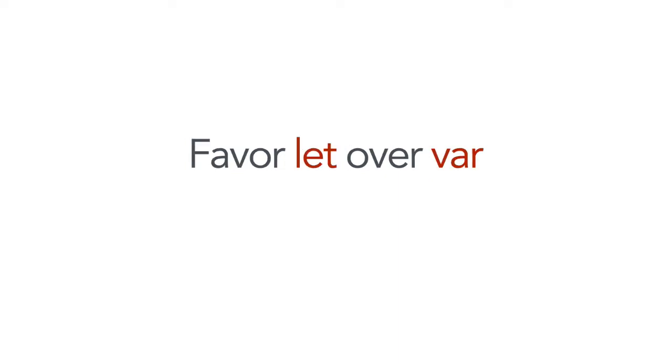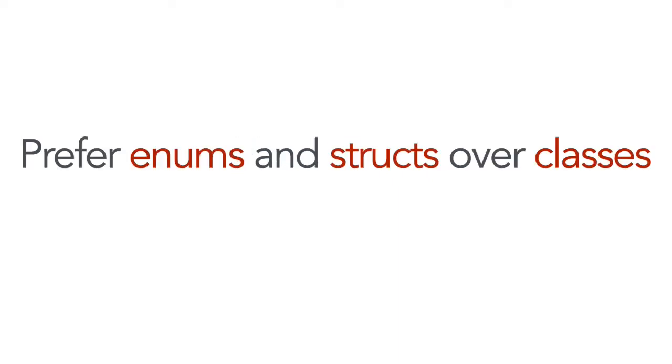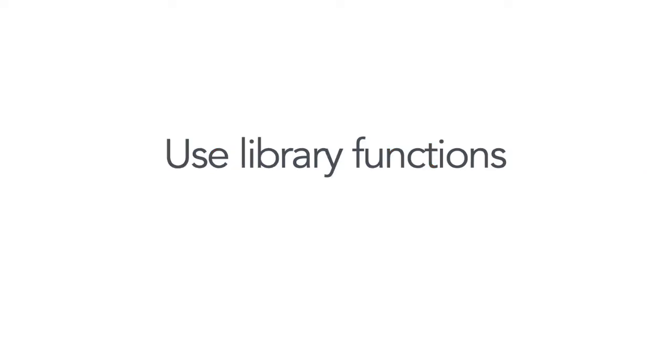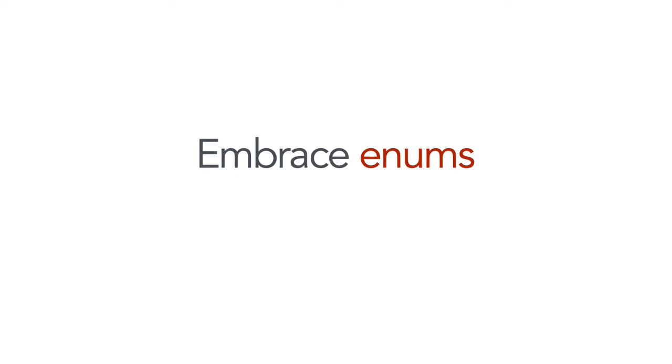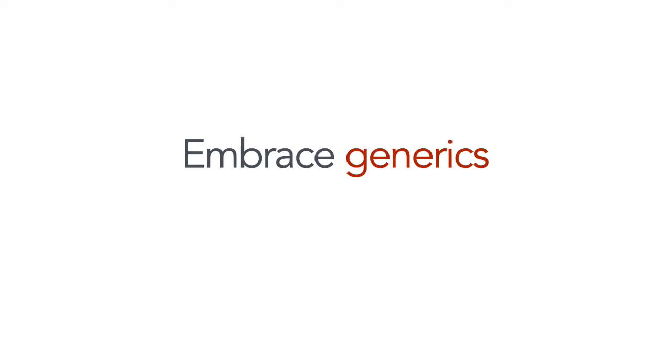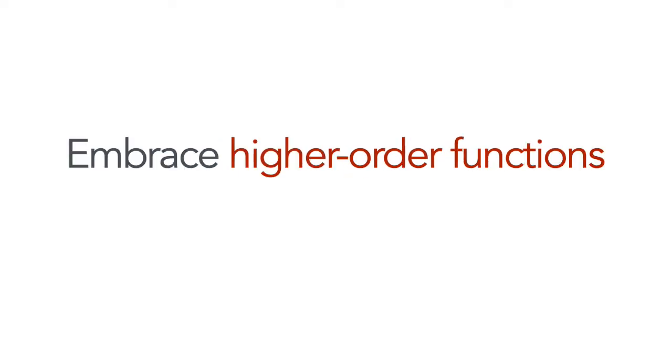I won't be offering the usual pieces of advice today, like favoring immutability, that's lets over vars, or value types, enums and structs over classes. Of course, you should be using library functions, and I expect that you're embracing enums and generics and higher order functions, but those are the usual pieces of advice. Let's look at 3 others.